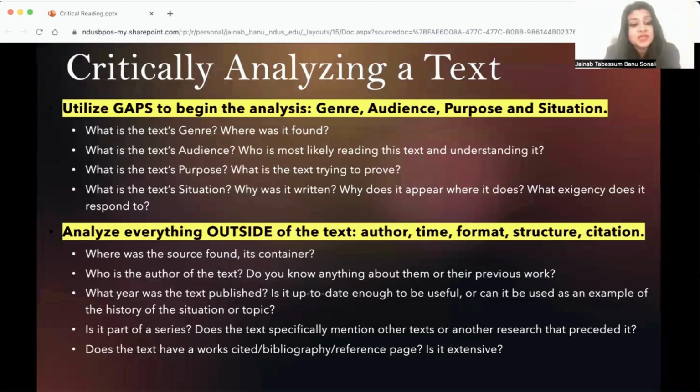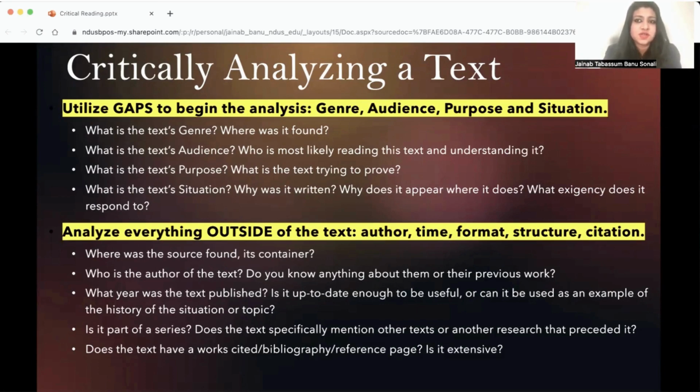And finally, what is the text situation? Why was it written? Why does it appear where it does? What exigency does it respond to? That means you're basically asking, so I have found a text on COVID-19.